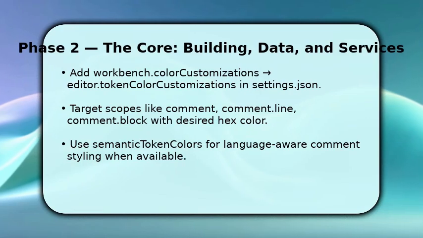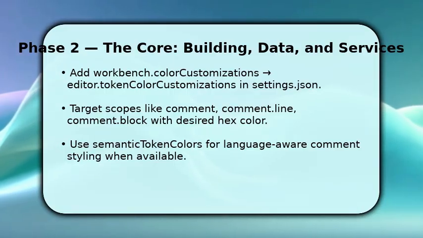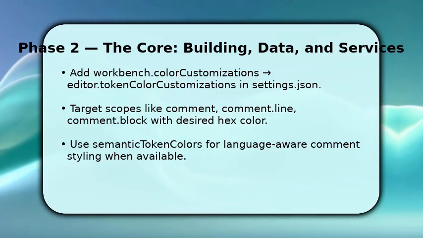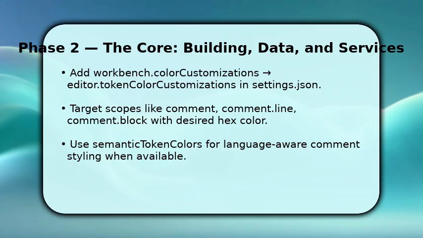You now insert workbench.colorCustomizations and editor.tokenColorCustomizations into settings.json. This is the core step. Once added, target scopes such as comment.line and comment.block with a hex color like #6A9955 so the editor applies it.